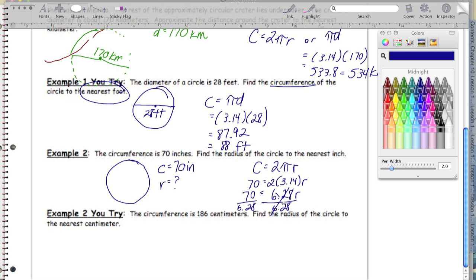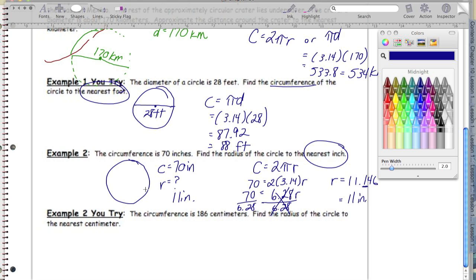So those cancel, r comes down. And when I divide 70 by 6.28, I get 11.14649682, on and on and on. It says rounded to the nearest inch. So although I get 11.146, I'm going to round it to the nearest inch. So I look at the tenths place: is this going to round it up or down or keep it where it is? It doesn't change anything at all. So we're going to keep it at 11, and our units are inches. So the radius is 11 inches.